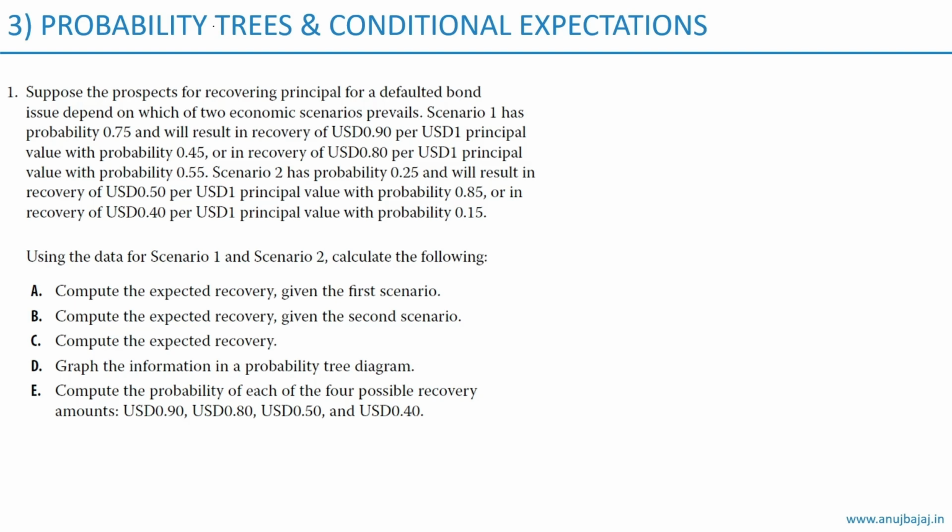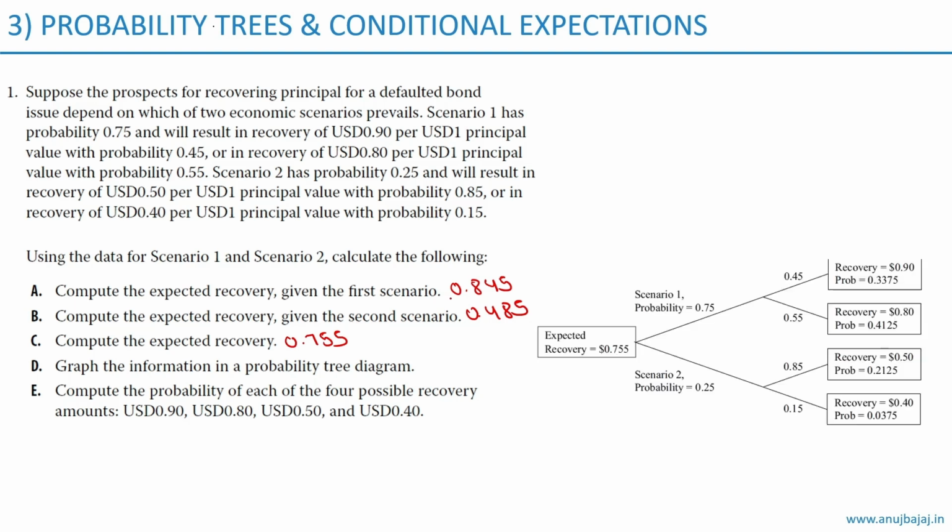I want you to solve this example and solve for all the 5 questions. So yes, if you have solved all the 5 questions, these are the answers. The answer to the first question is $0.845. The answer to the second question is $0.485. The answer to the third question is $0.755. And this is how the probability tree diagram looks. And the answer to the fifth question is here. All these probabilities are the answer for the fifth question.